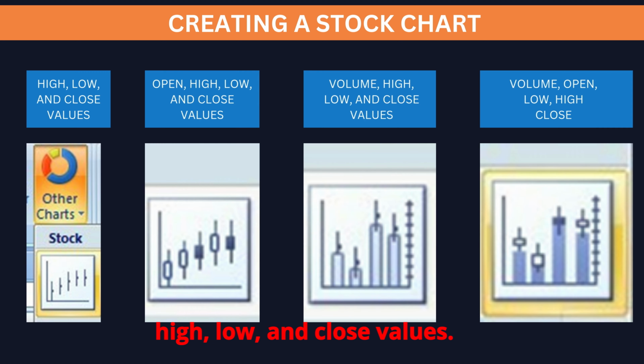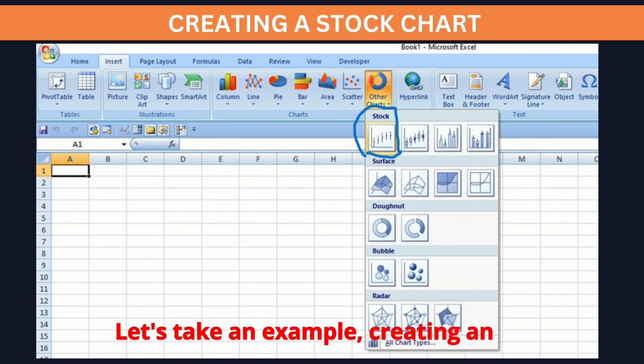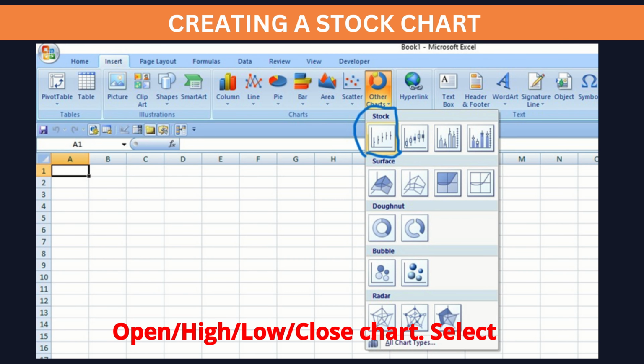First is high, low, and close values. Next is open, high, low, and close values. Then comes volume, high, low, and close values. Finally, volume, open, high, low, close. Let's take an example, creating an open-high-low-close chart.